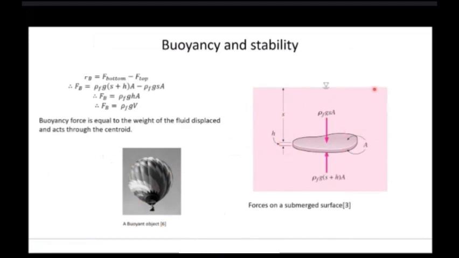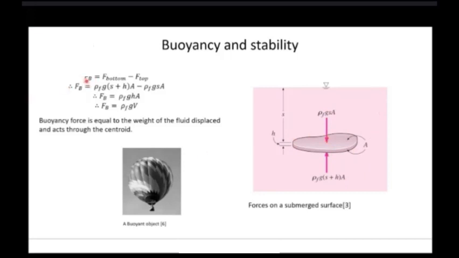Now, we saw earlier that as we go deeper, the hydrostatic pressure increases. Therefore, the pressure on top of the plate is going to be smaller than the pressure underneath the plate. If we know the area of the plate and the pressures on the top surface and the bottom surface, we can calculate the forces on the top surface and on the bottom surface.